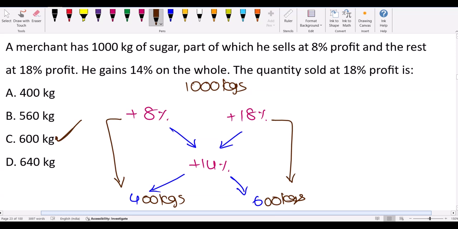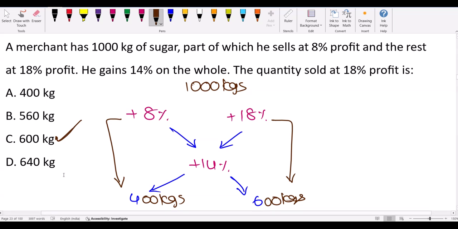This is the mixtures and alligation concept. You are mixing two different things, and finally you got something. Okay, mixing 8 and 18, they got 14. 14 is between 8 and 18, correct, only then it is possible. Then take the difference and put it on the opposite side.